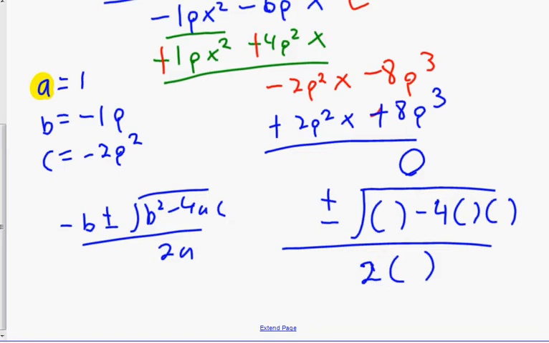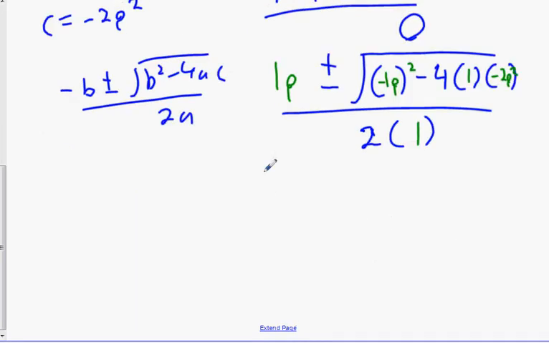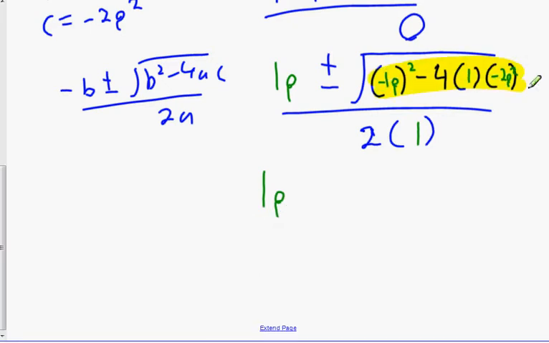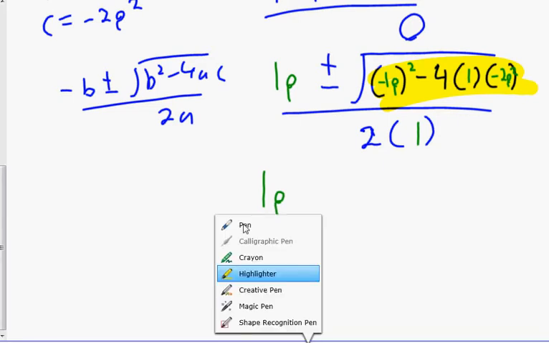Now, what we're looking at here is 1 for a. Now, what's minus b? 1p. What's b squared? Minus 1p squared. 4 times 1 times minus 2p squared. Now, here's the fun part. You can't even pop that in the calculator. Exactly. So, what we're going to do is we're going to use, God forbid, our own brain. I know that wasn't part of the deal, but here we are.